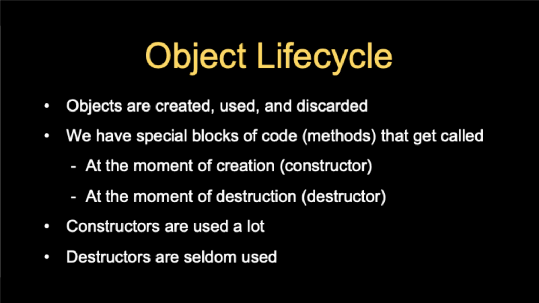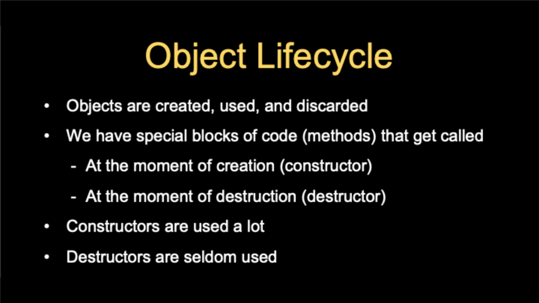Objects have a life cycle. They are created, used, and eventually discarded. Python provides special hooks into this life cycle. The constructor is a special method that runs automatically at the moment an object is created. The destructor runs when the object is about to be destroyed.